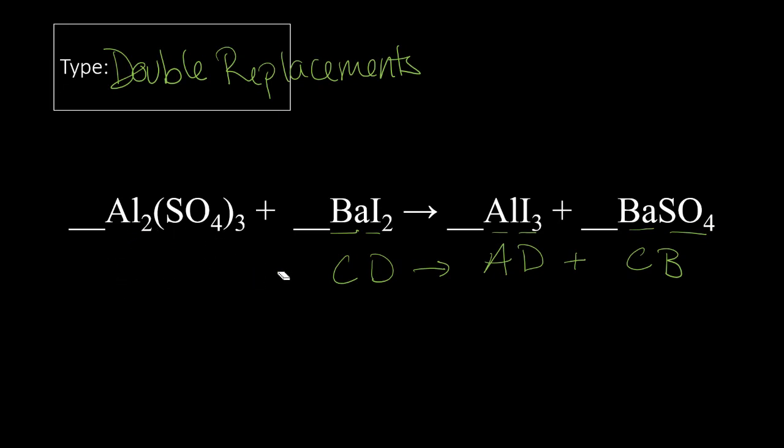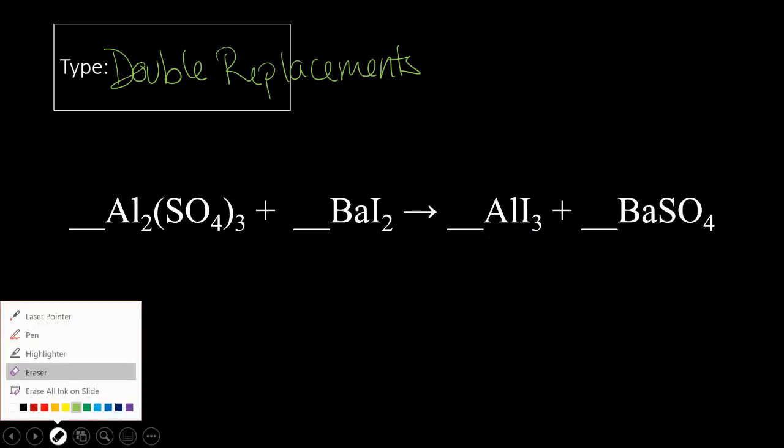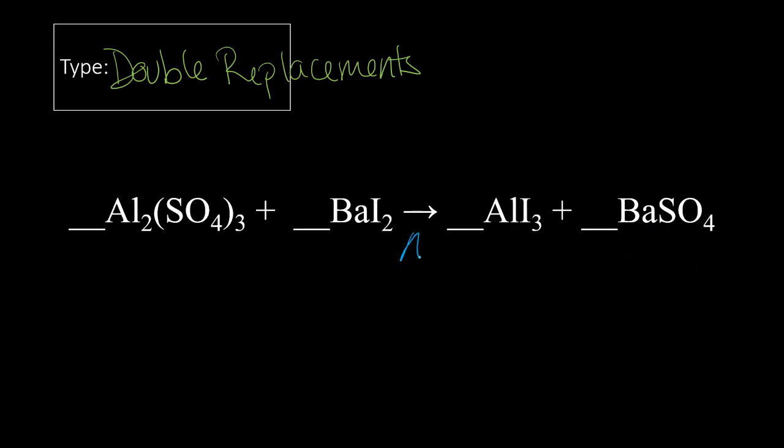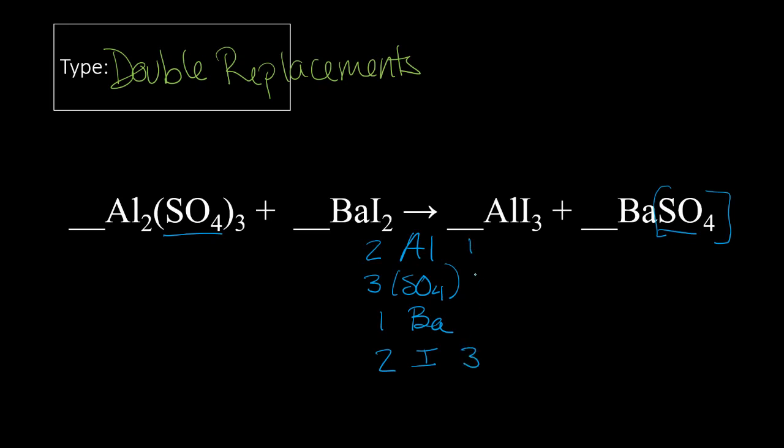So I'm going to erase this and make my list. So my elements are aluminum. Sulfate is actually the same on both sides, so I'm going to keep sulfate together. And then I have barium and I have iodine. Then I'm going to do my counts. 2 aluminums, 3 sulfates, 1 barium, 2 iodines on the left. On the right, 1 aluminum, 3 iodines, 1 barium, 1 sulfate. So we're a little all over the board here.